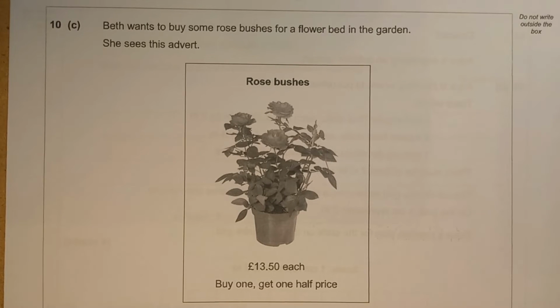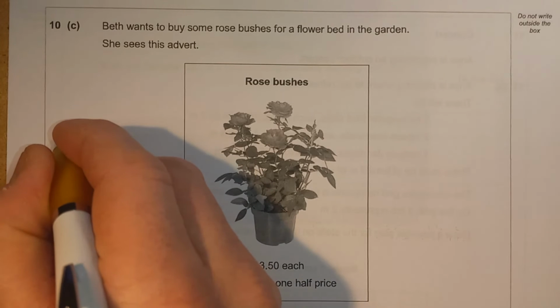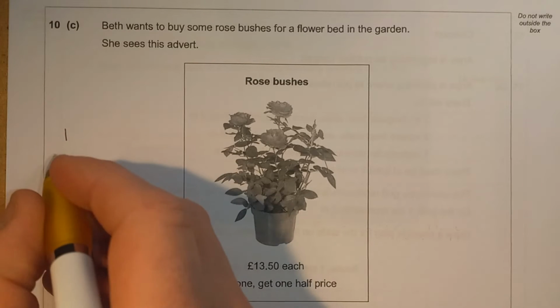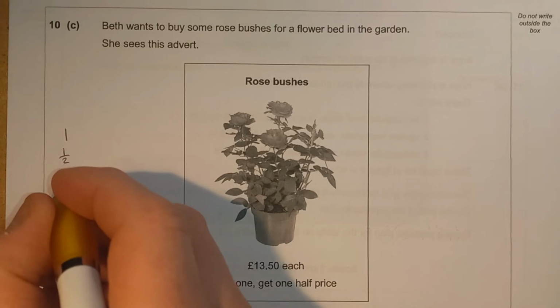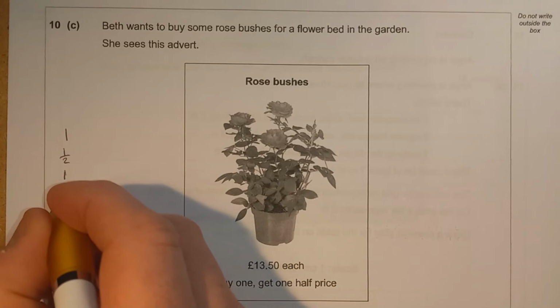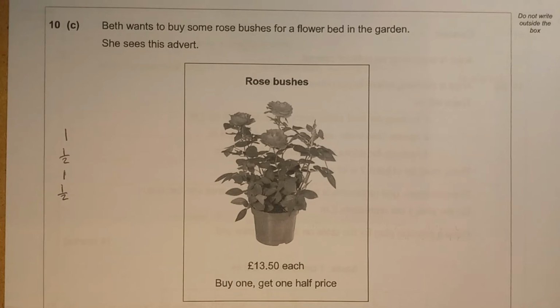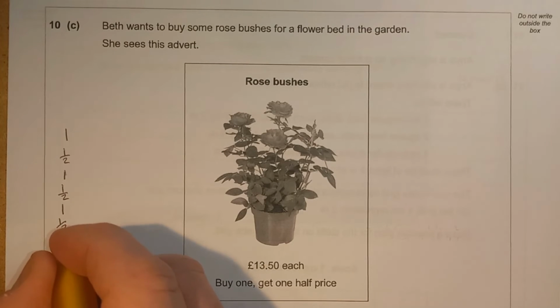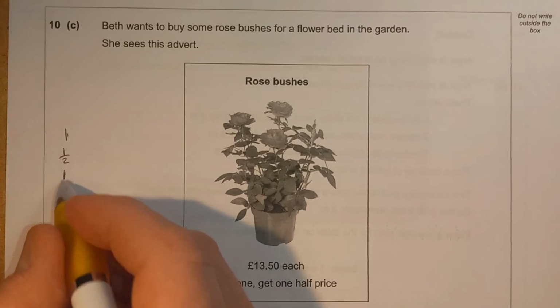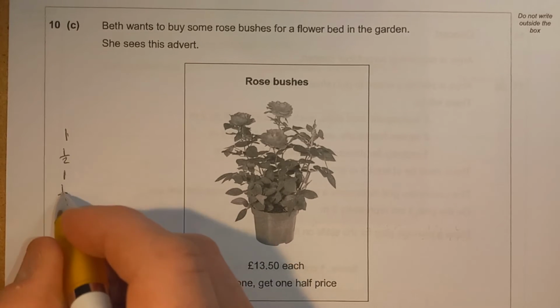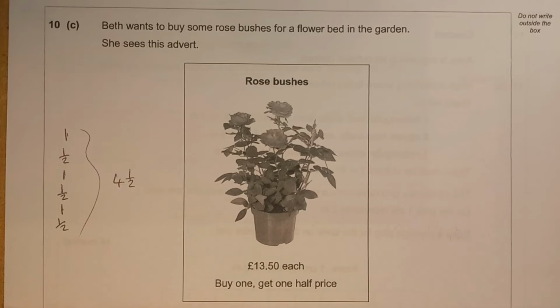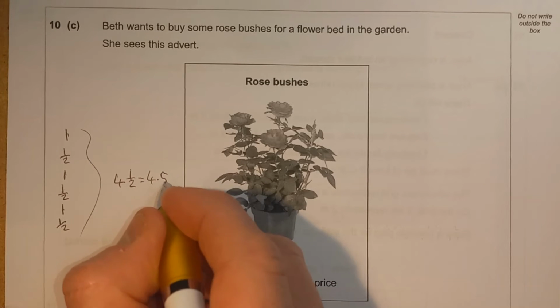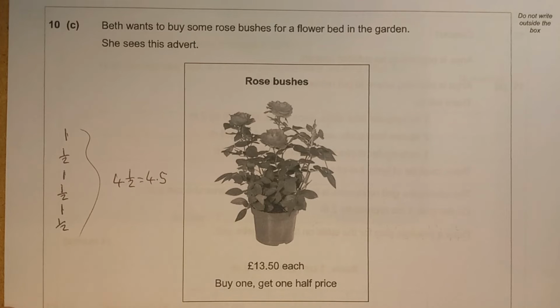Right. So 6. Well, she could buy one. She has to pay full price. The second one, she gets at half price. The third bush she has to pay full price again. The fourth one she gets at half price. The fifth one she has to pay full price. And the sixth one, again, she gets at half price. So we've got 1, 2, 3. Half and half makes 4 and a half, or 4.5. So that's how many bushes she's actually got to pay for.